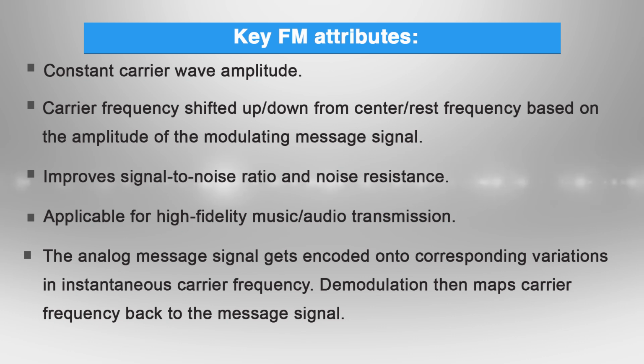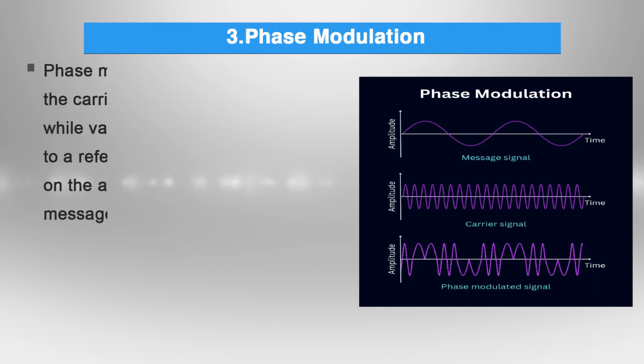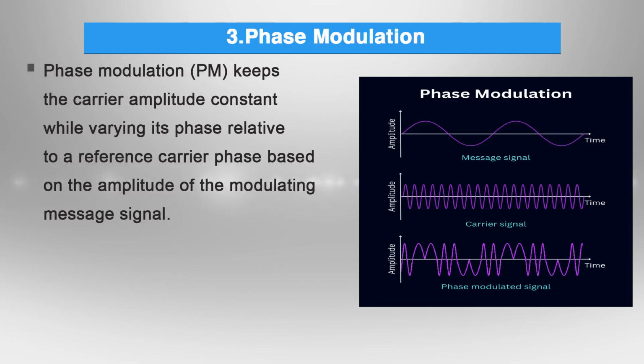The analog message signal gets encoded onto corresponding variation in instantaneous carrier frequency. Demodulation then maps carrier frequency back to the message signal. Third one is phase modulation. Phase modulation keeps the carrier amplitude constant while varying its phase relative to a reference carrier phase based on the amplitude of the modulating message signal.